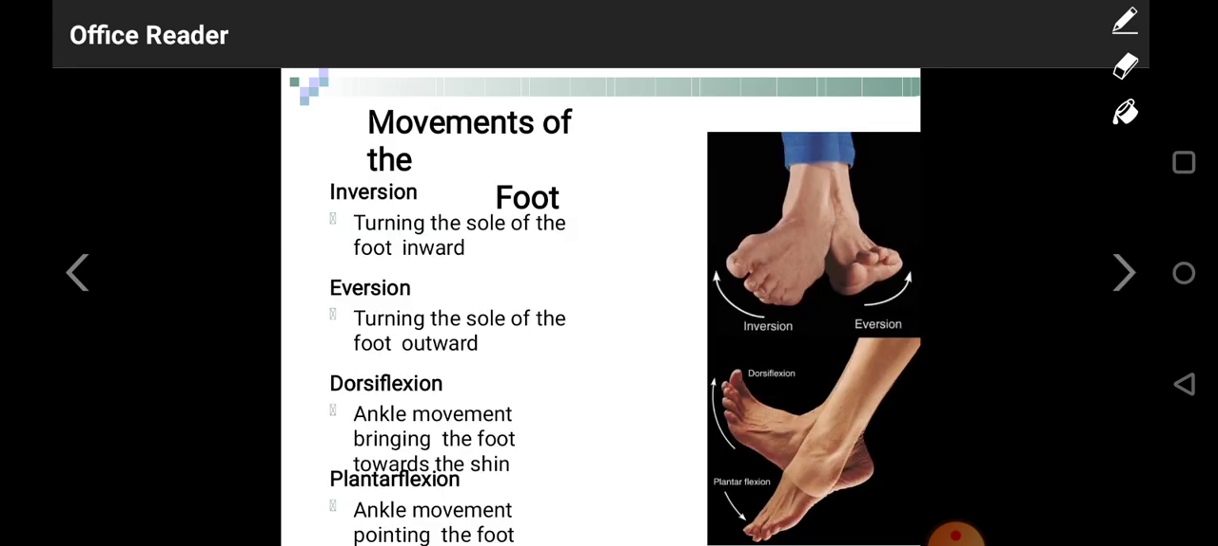Now the movements of the foot. Inversion is turning the sole of the foot inward. Eversion, turning the sole of the foot outward. Dorsiflexion, ankle movement bringing the foot towards the shin. Plantar flexion, ankle movement pointing the foot away from the shin. So in this diagram we can see the different movements of the foot.